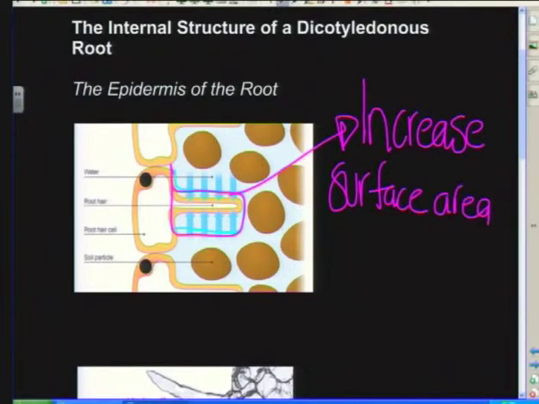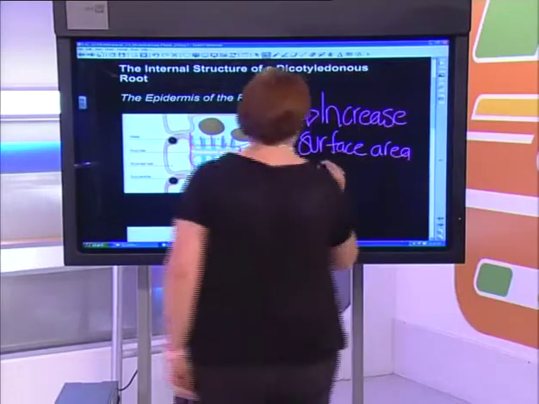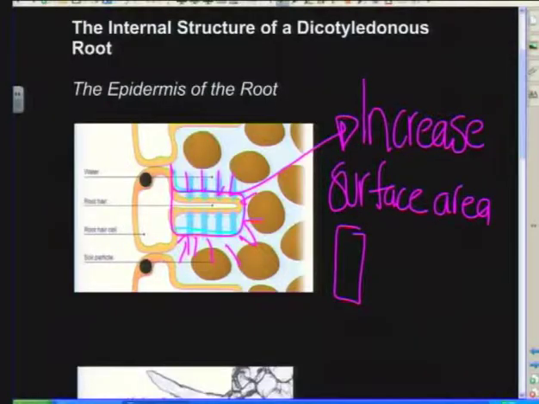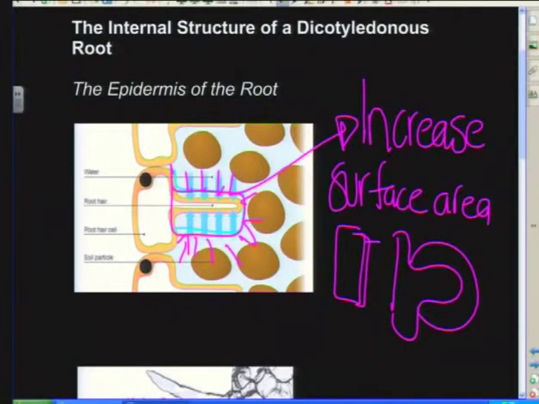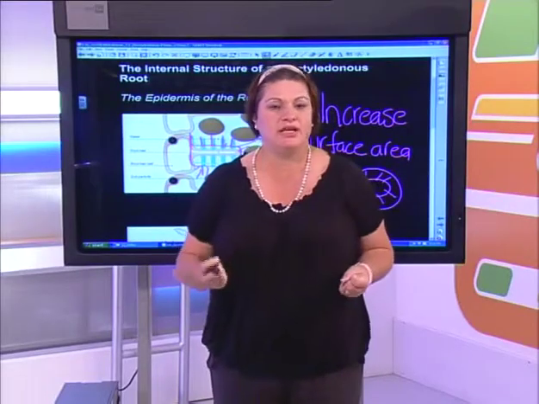All right. So this whole area, look at all these arrows. All of this area is exposed to the water in the soil. All right? If it was just a cell that looked like this, if it was a normal epidermal cell, that's all the surface area that would be exposed. But if we have an extension, we have this whole area, right? And all of a sudden, we increase the surface area, more water can come in.